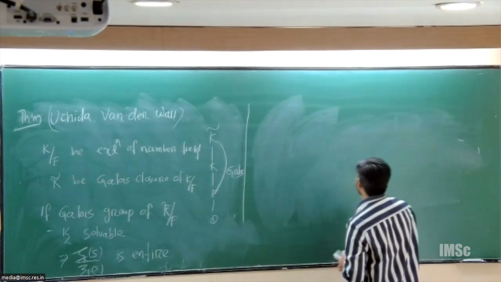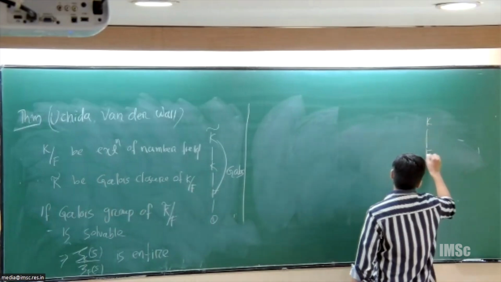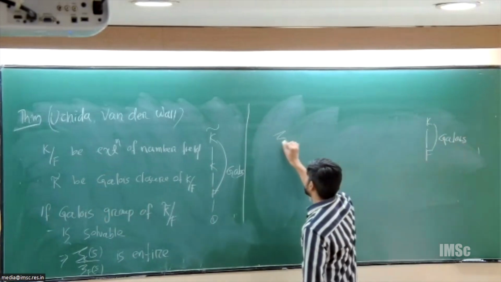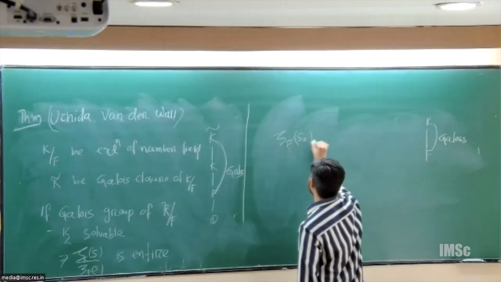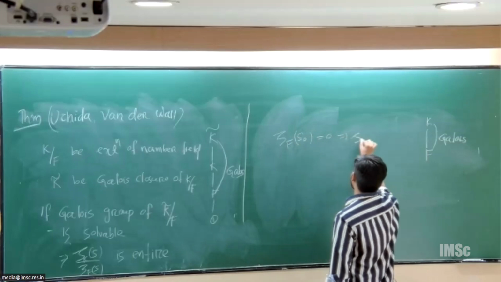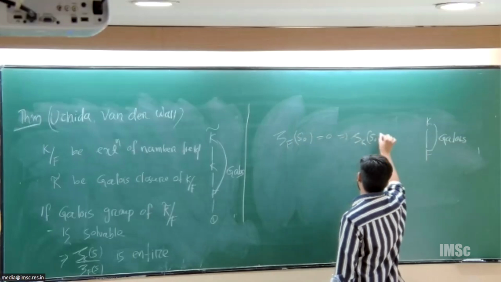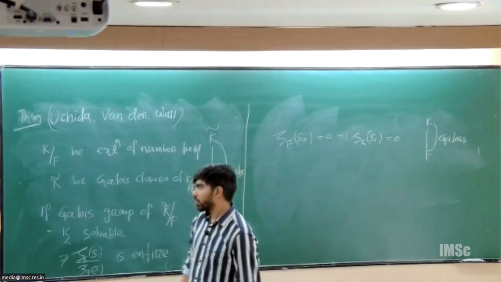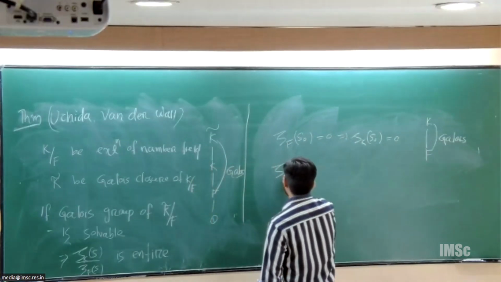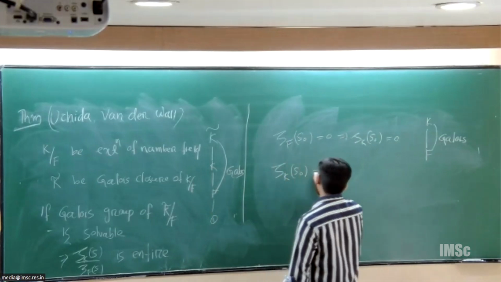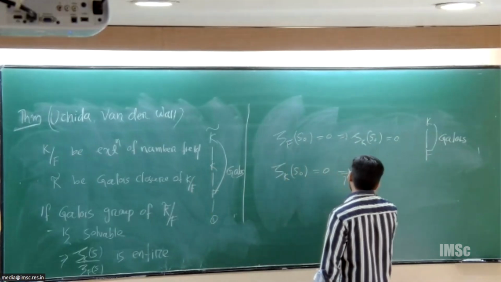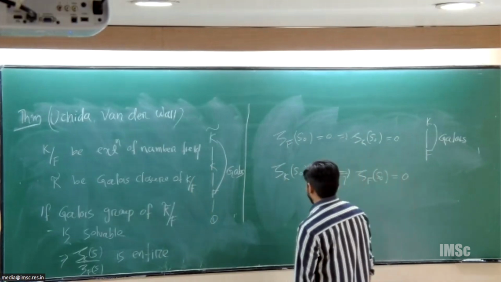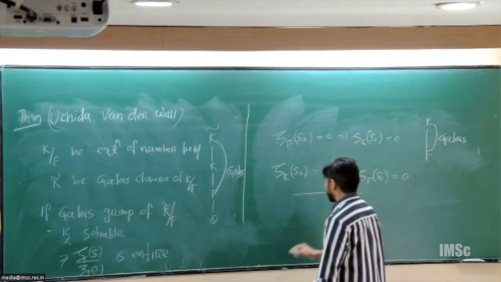So from the Aramata-Brauer theorem, we get that, suppose we have a Galois extension K over F and zeta F of s naught is 0, that implies zeta K of s naught is 0. So it's natural to ask, does the converse hold? That means, suppose zeta K of s naught is 0, does that imply zeta F of s naught is 0? Okay, this is not true in general. This is a counterexample.